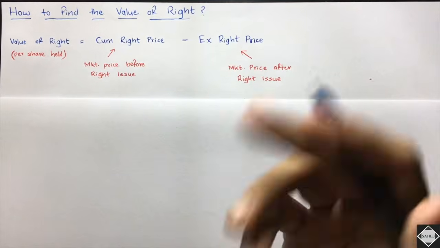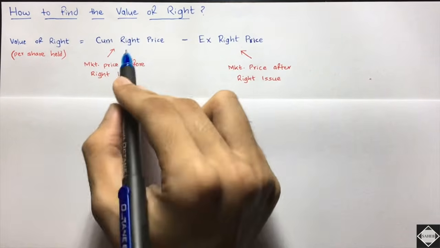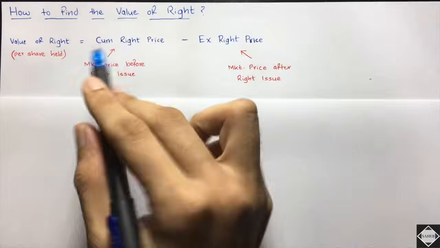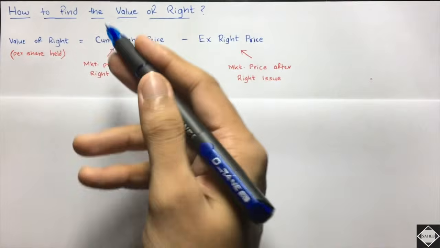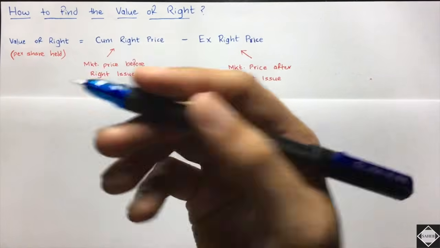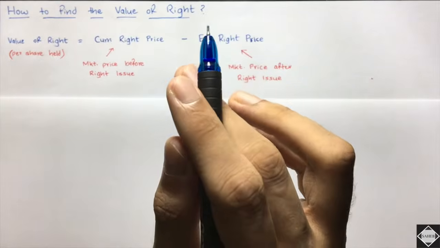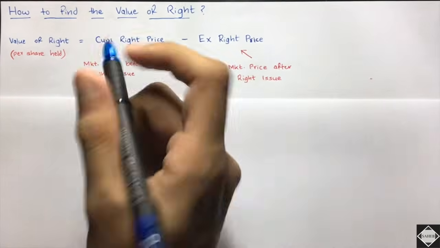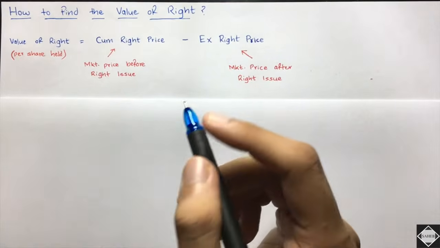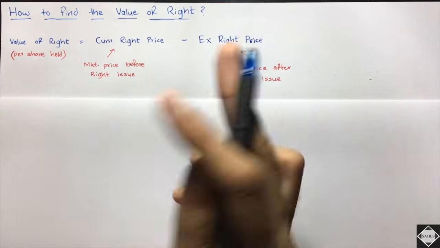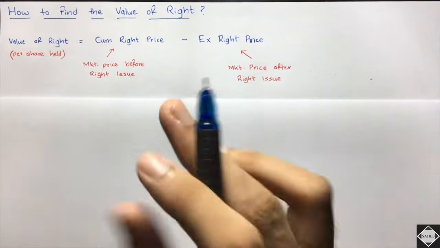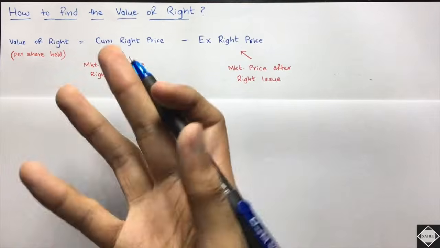Now, mostly in the question, the cum right price will be given to you. What is the market price before the right issue, and then the offer price will also be given. For example, 50 is the market price, and then a right issue has been announced, 1:10 is the ratio, and the offer price, the right price, is, let's just say, 30 rupees.